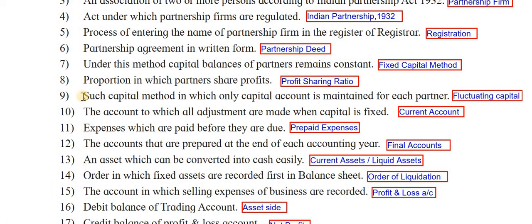Let's go to ninth quickly. Such capital method in which only capital account is maintained for each partner, उसको हम fluctuating capital कहते हैं. Definitely उस method में जहाँ only capital account is maintained for each partner, तो उसको, why I'm repeating it, because यहाँ पर हमको difference by default दिख जाता है कि only capital account जहां maintain होता है उसको हम fluctuating capital कहते हैं. ठीक है.